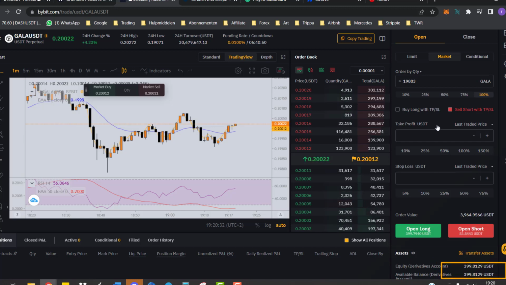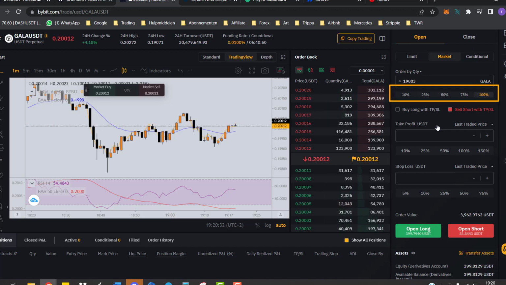At the bottom you can see that I have $399 on my account. With this I'm going to open a sell position. On the left side of the screen you can see that I am on the trading page of Gala. On the right side of the screen, I now press market. This means that you can immediately open a position at the market price. Below that I fill in how much percent of my $399 I want to invest. I have it set to 100% now. I want to invest everything.